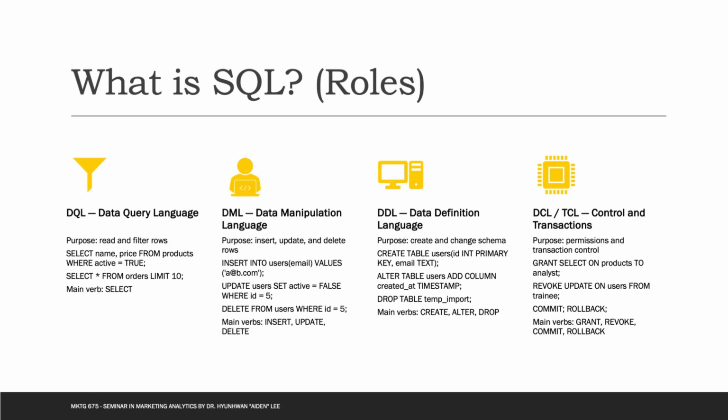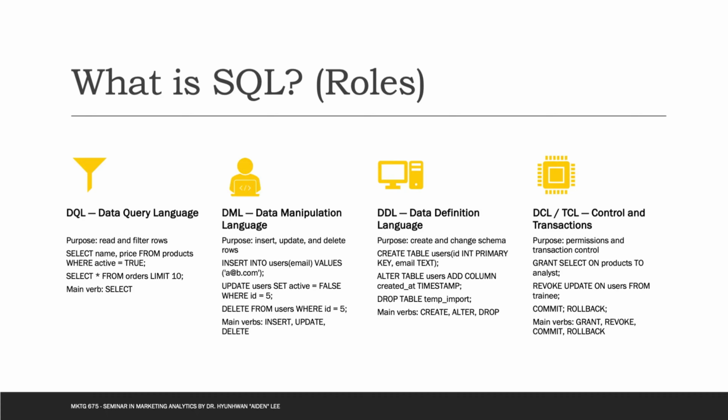Purpose: create and change the schema. You design tables and columns and constraints. For example, create table users with id integer primary key and email text, or alter table users, add column created_at timestamp, or drop a temporary table when you are done. Think of DDL as the blueprint for your database.